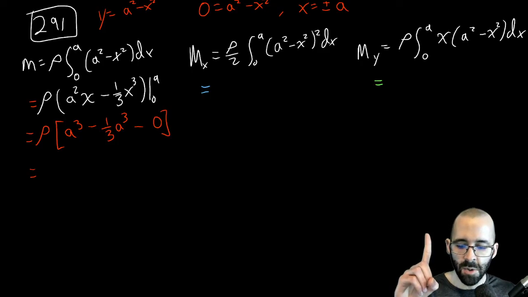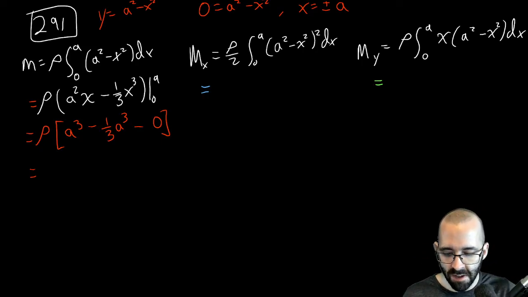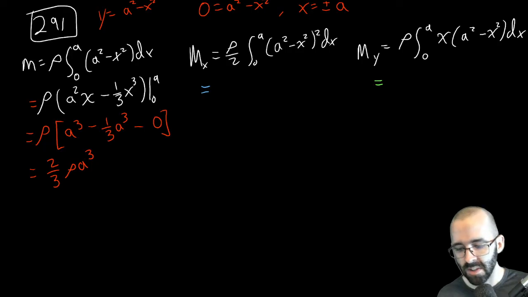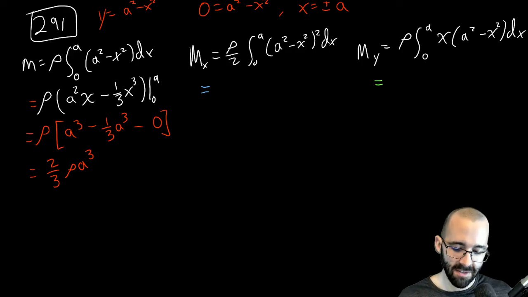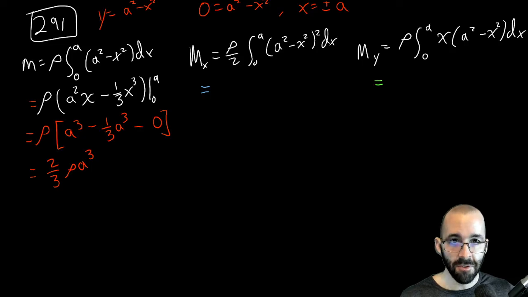So we have 1 a cubed. We're subtracting 1/3 of an a cubed. We only have 2/3 of an a cubed left. So that's the total area of the function. Sorry, the total mass of the function. 2/3 a cubed would be the total area. All right, well, now let's find this first moment.